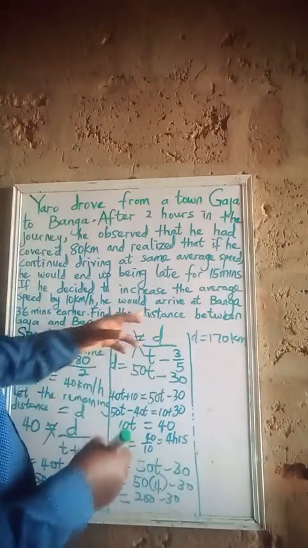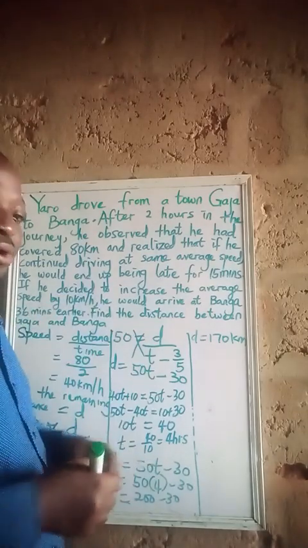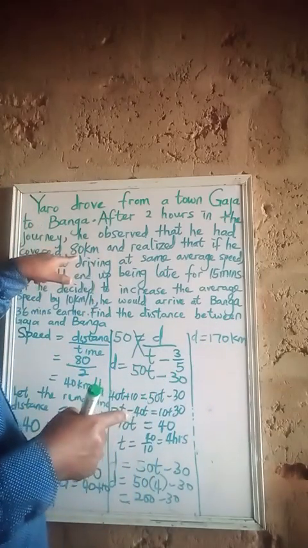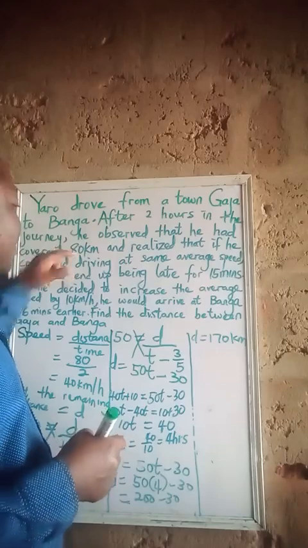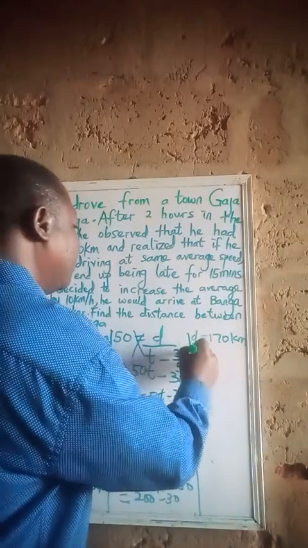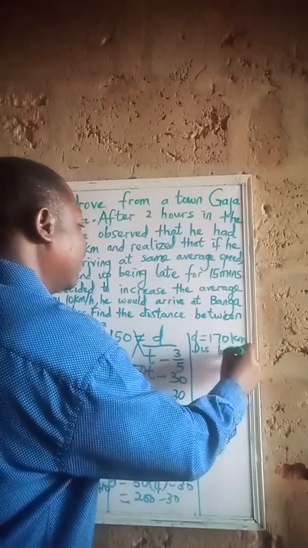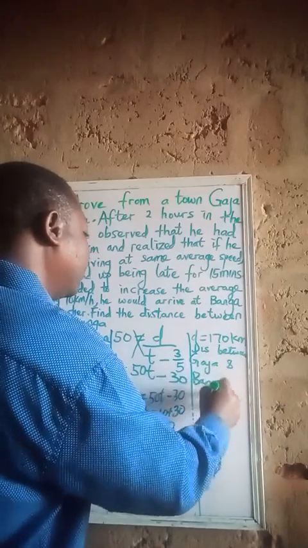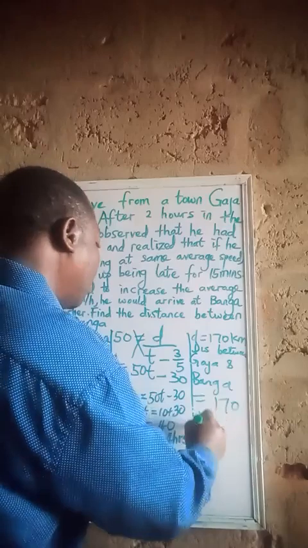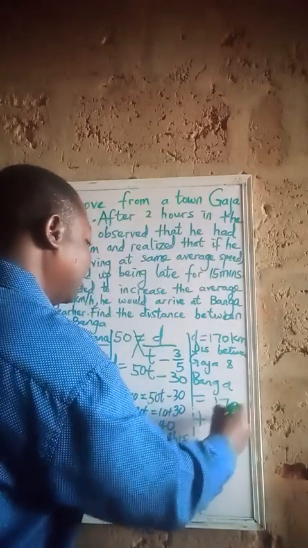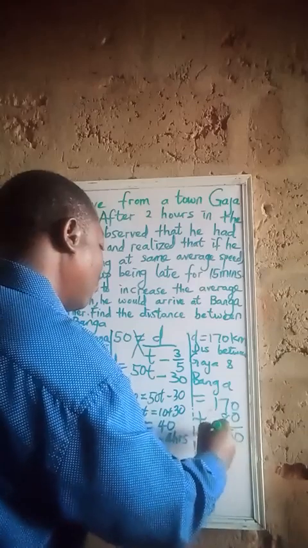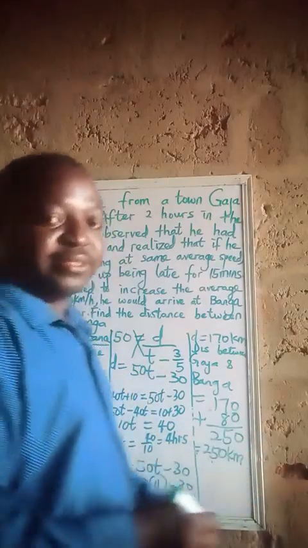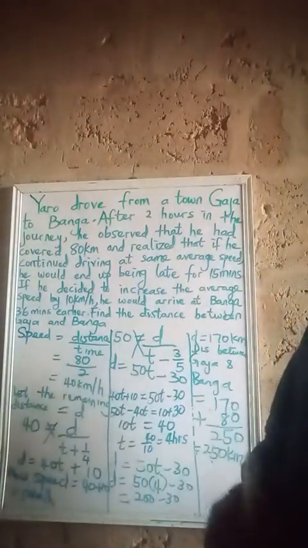Therefore, the distance between Gaja and Banga is equal to this remaining distance to cover, 170 kilometers, plus the initial distance he had covered, which is 80 kilometers. So that is equal to 250 kilometers, and that is the distance between Gaja and Banga.